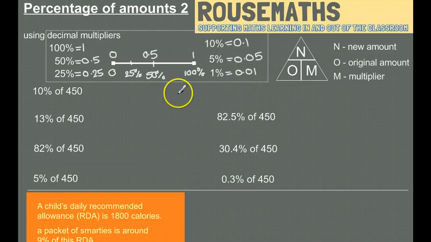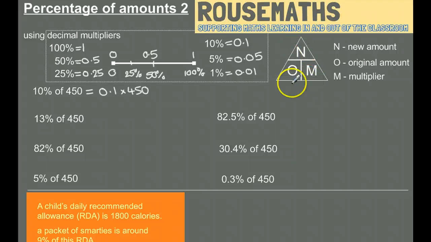Now, when you normally find a percentage, you might divide it by 100 and then times it by the amount. That's the same as, in this particular case, doing the decimal multiplier times by the amount. Which brings me to my little diagram over here.